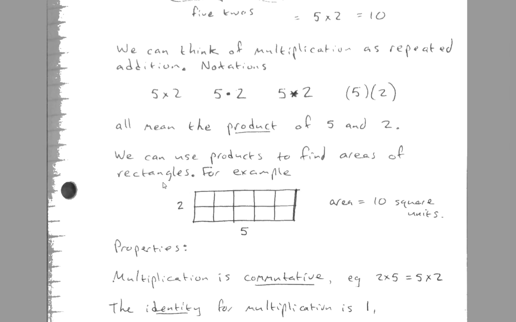In geometry, finding areas of rectangles, you just need products. So the length by the width. Okay, so the area of this 2 by 5 rectangle is just the number of squares here, so that's 10.